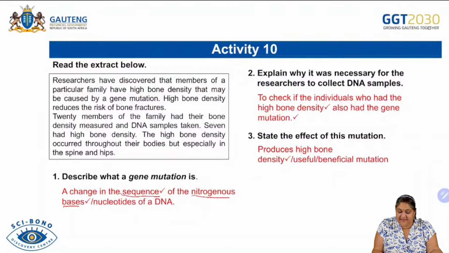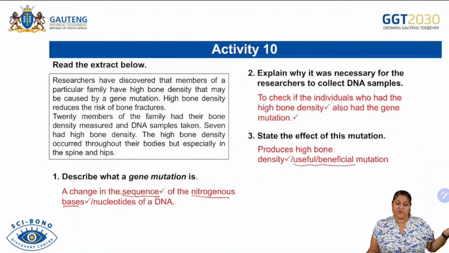You can also say that it's useful or beneficial. Now, that's from the previous word that we were using. Because, yes, it's high bone density, but it's a good thing. It's a useful thing. It's a beneficial thing. So it's a useful mutation.